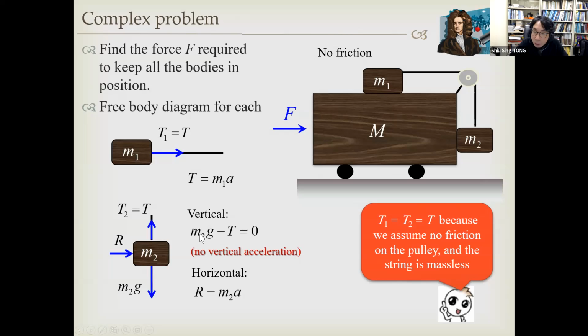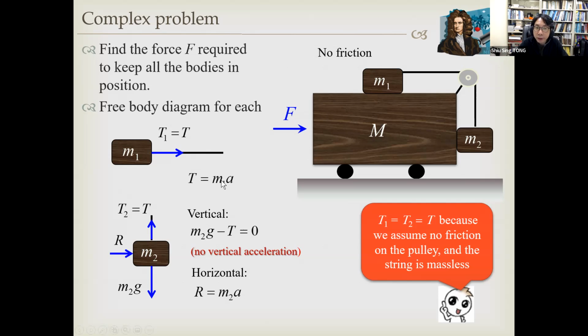Okay. So the vertical motion of the block M2 is 0 because there's no vertical motion. I do not allow the block M2 to descend or ascend. I want it to remain at rest at this position. So the vertical acceleration is 0, and then I have M2G equal to T. The two forces balance each other. But horizontally, there's an acceleration. The horizontal acceleration is due to the pushing force from the trolley. So R is equal to M2A. That is the horizontal equation of motion. Okay.